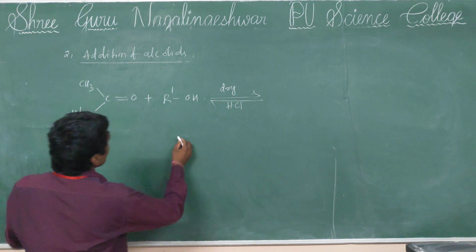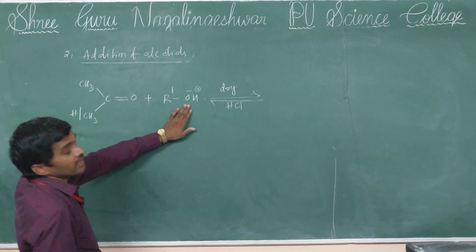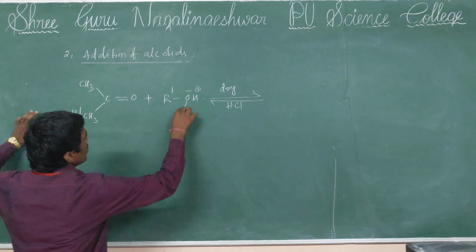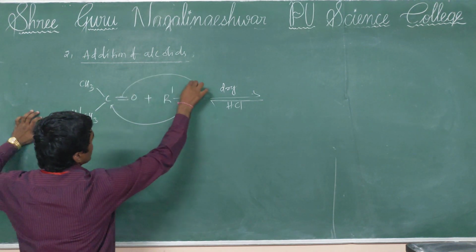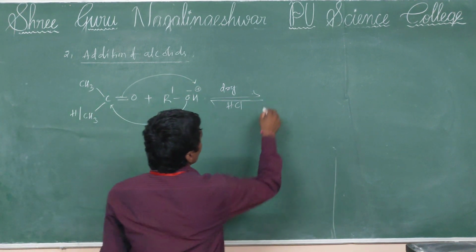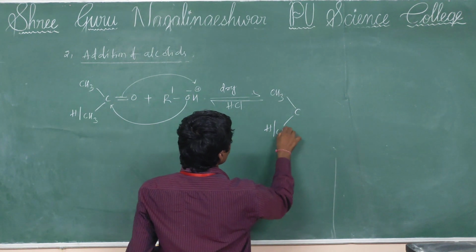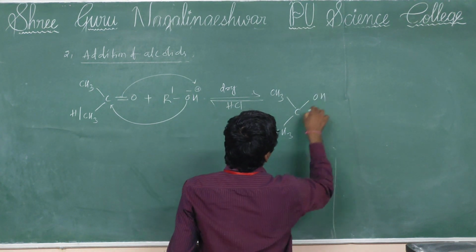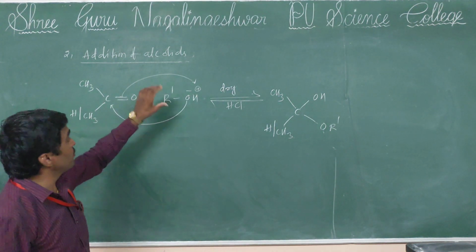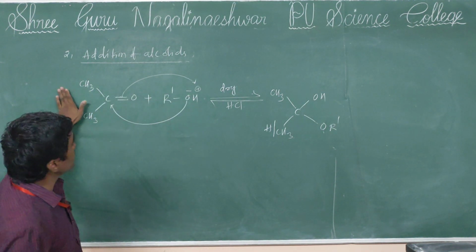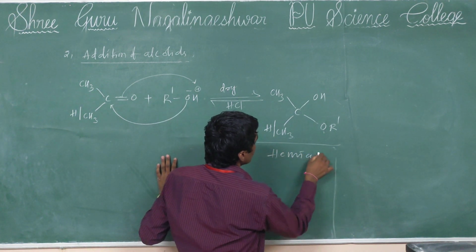So here what happened, you know? See, RO minus, H plus. So here also nucleophilic addition takes place. This RO minus attacks the carbon. The pi bond of the oxygen attracts the proton. Then formation of CH3CH(R)CH3, then formation of OH and OR'. Okay. If one alcohol group undergoes addition in the presence of dry HCl, then hemiacetal is formed.